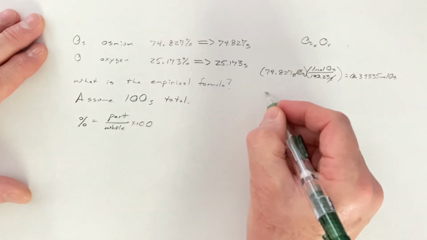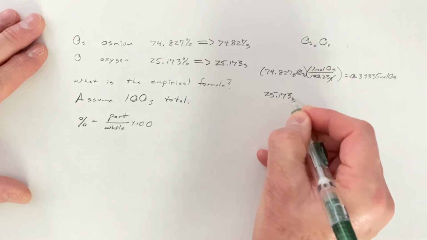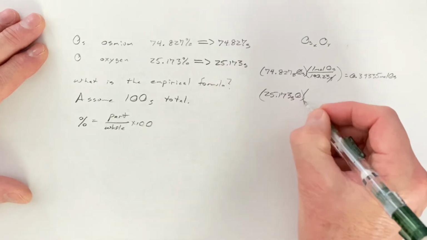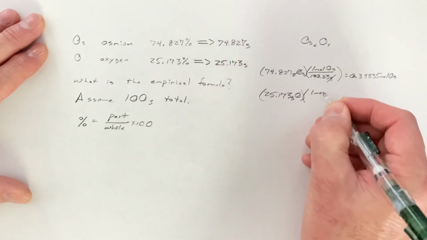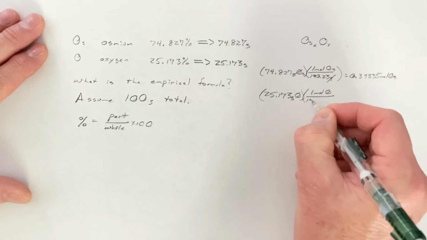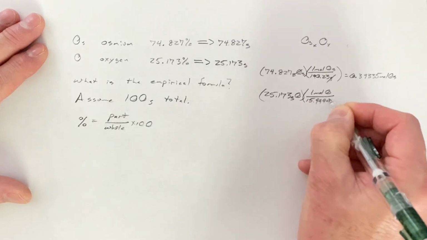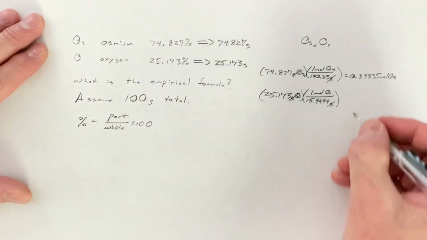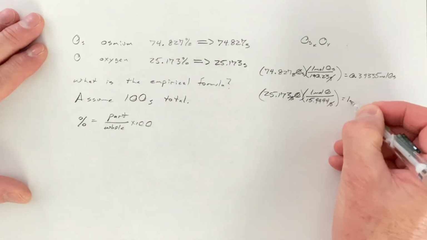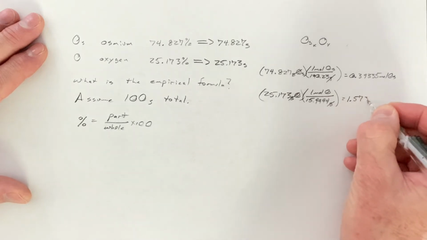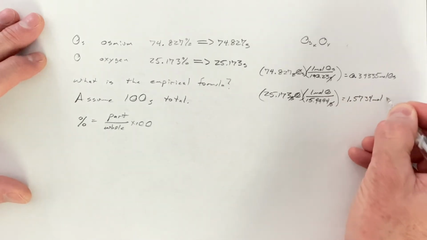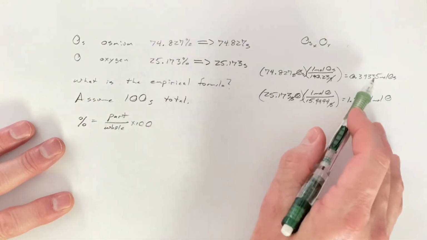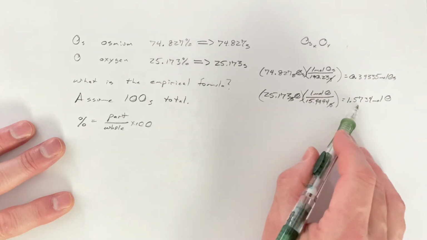We have 25.173 grams of oxygen. We go to the periodic table and we see that 1 mole of oxygen has a mass of 15.9994 grams. Grams of oxygen cancel with grams of oxygen, and this gets us 1.5734 moles of oxygen. This is our value for x. This is our value for y.